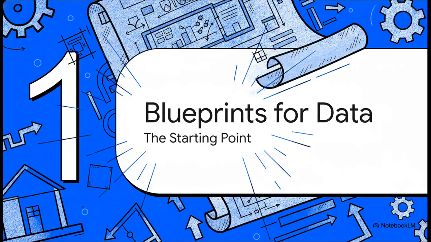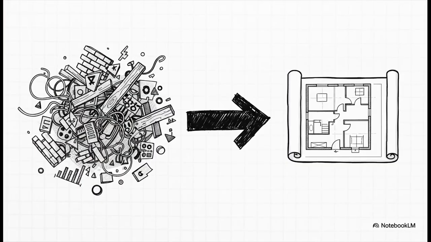Okay, so where does a journey like that even begin? Well, it starts with a plan. Just like you wouldn't build a house without a blueprint, you can't build anything with data without a blueprint either. And right here, this is the fundamental problem we have to solve. Raw data is just a jumble, a total mess of facts and figures. It's like someone just dumped a pile of bricks, wood, and wires in your front yard. You can't live in that, right? To turn all that chaos into something you can actually use, you have to give it structure.